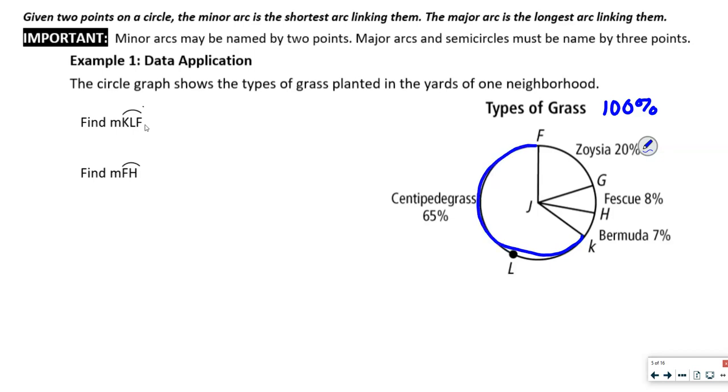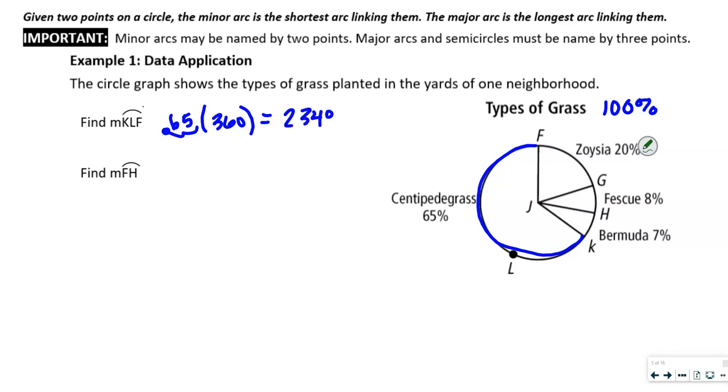So that's 65%, and hopefully you know that if I say 65%, I move the decimal 2 places to make it a decimal. So that would be 0.65, right? Okay. So then we're going to multiply that by our 360 degrees, and that's going to give us 234 degrees, okay?